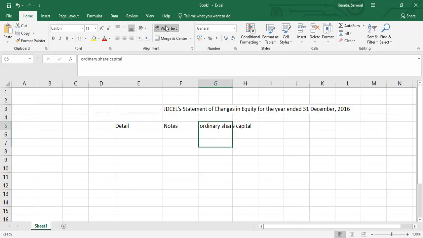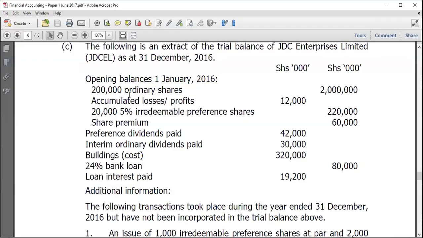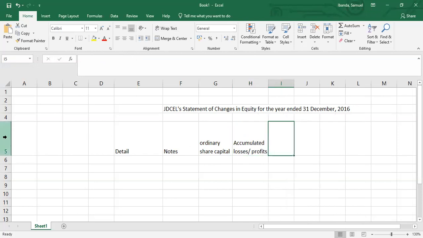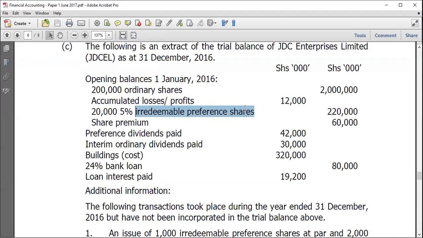Have that column. And then we'll have this column. Now, accumulated loss or profits is the same thing as retained earnings, so let it not confuse you. Even the retained earnings can be accumulated, looking at losses or profits, so it's the same thing. But I'll just call it the name it has been given here. Then I'll have this column of irredeemable preference shares.